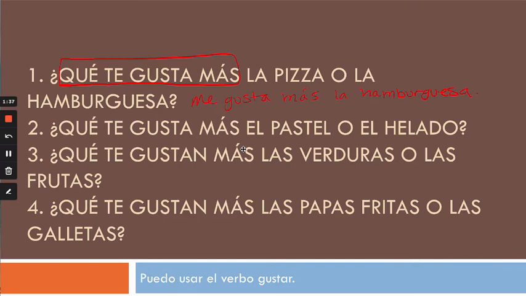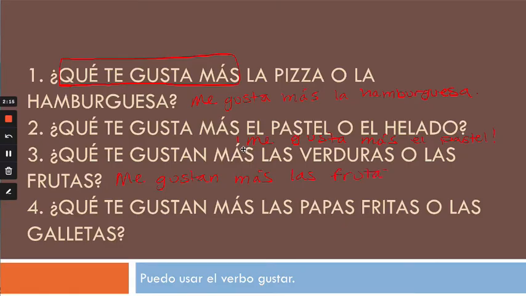Número 2, ¿qué te gusta más? ¿El pastel o el helado? What do you like more? Cake or ice cream? So for me, I'm going to go with me gusta más el pastel. I love cake. It's my favorite. ¿Qué te gustan más? ¿Las verduras o las frutas? What do you like more? Fruit or vegetables? For most people, this is probably the case. Me gustan más las frutas.